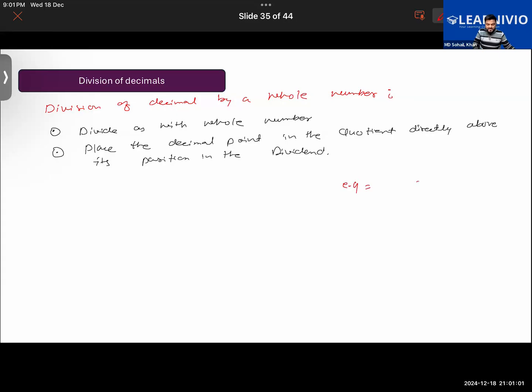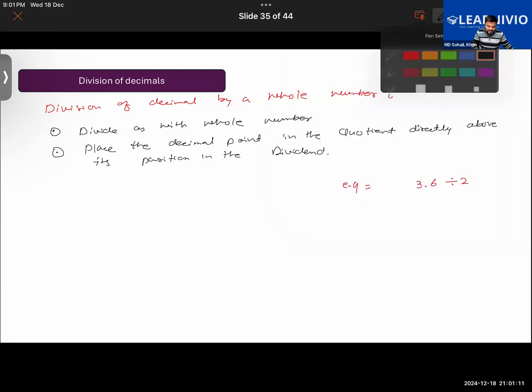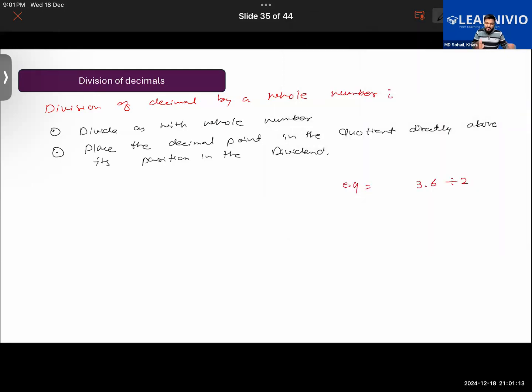Suppose the number given is 3.6 and you have to divide it by 2. So a decimal is being divided by a whole number. 3.6 is the decimal number, 2 is the whole number. The first step is divide as with a whole number. Just do the normal division. So write 3.6 here and 2 over here. Consider that this number here is 36. So two 18s are 36. In the quotient you'll be getting 18, right?